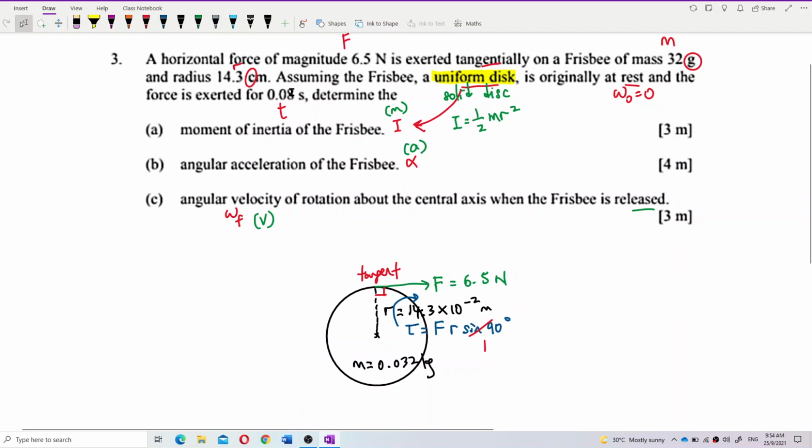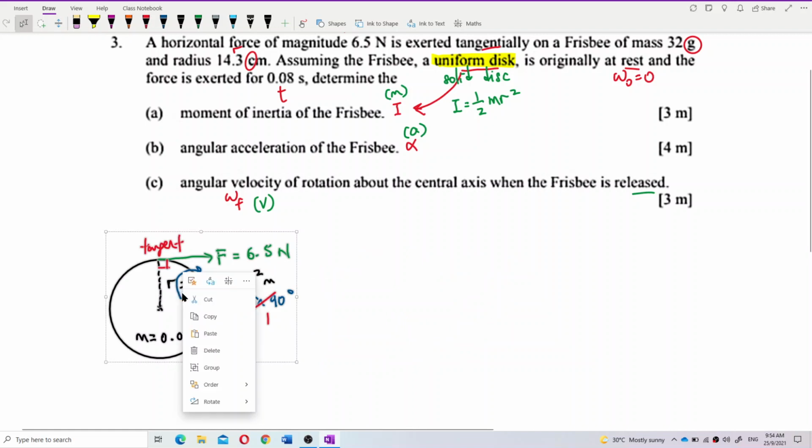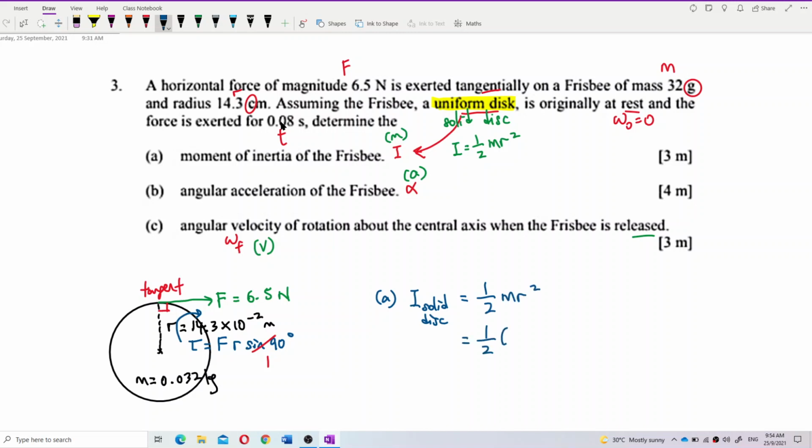Okay. Without further ado, let us try to solve the questions. Let us continue with question A. We want to find the moment of inertia of the frisbee, which is a solid disk. A uniform disk is a solid disk, so the formula is half m r square. What is the mass again? The mass I convert to kilogram, and the radius is 14.3 exponent -2. Why exponent -2? Because I changed to meter, squared.